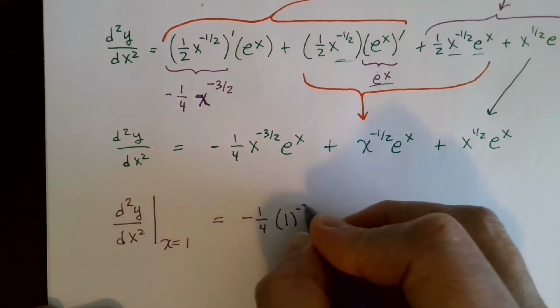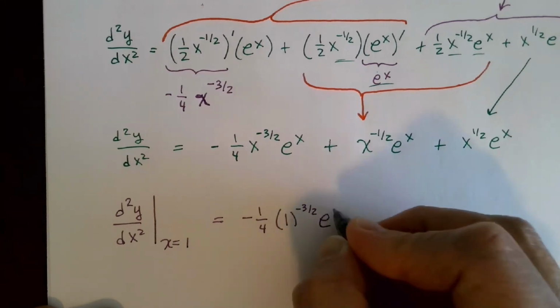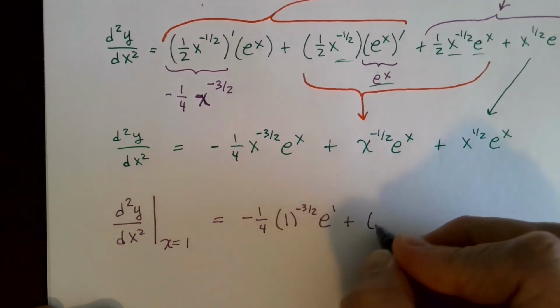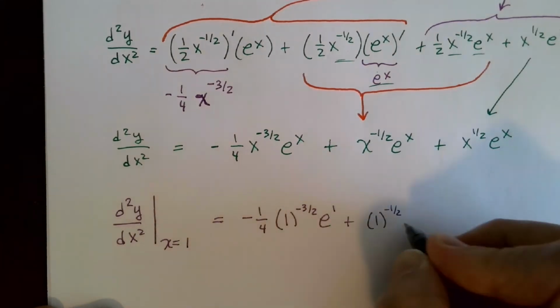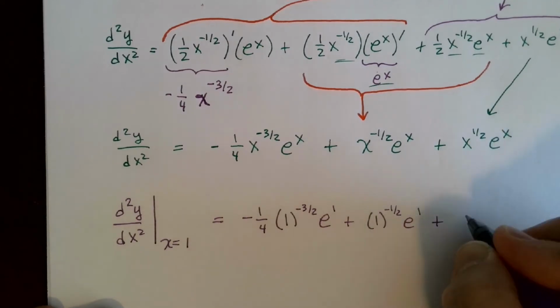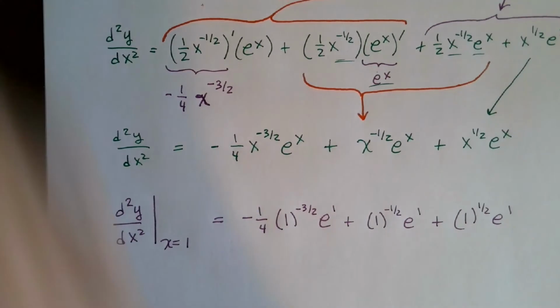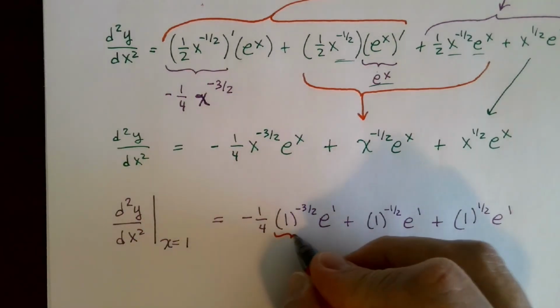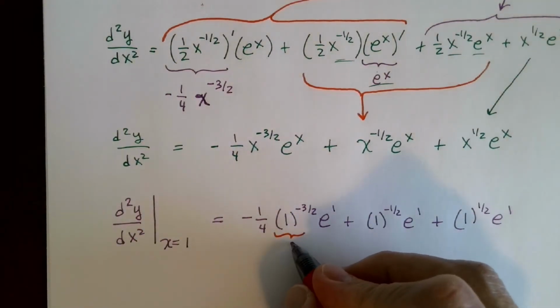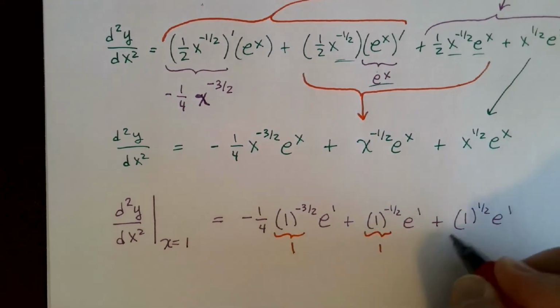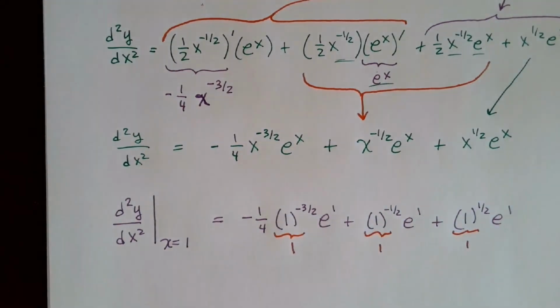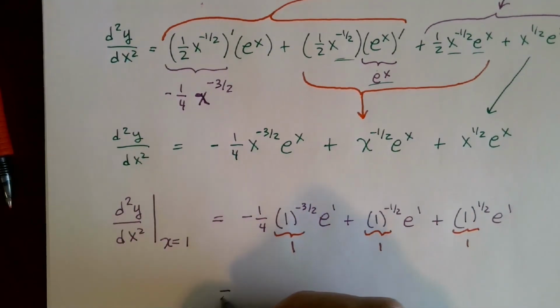1 to the negative 3/2 power, e to the first power, plus 1 to the negative 1/2 power, e to the first power, plus 1 to the 1/2 e to the 1. What do you know about 1 to any power? 1 raised to any power, positive, negative, 0, whatever, is 1. So these are all 1. Of course, e to the first power is just e.